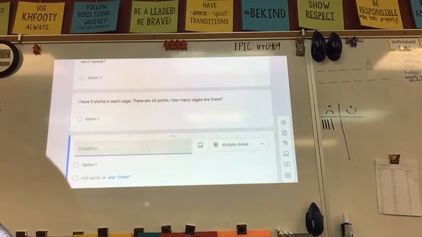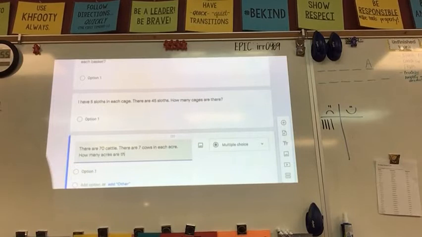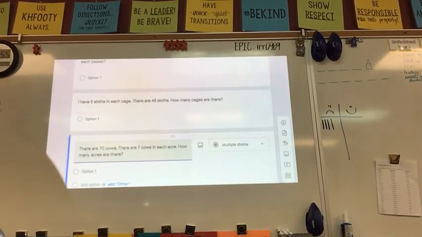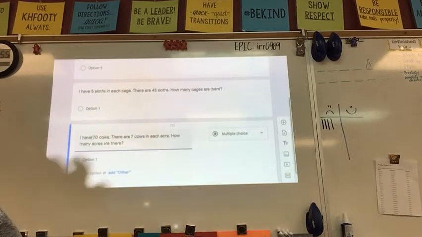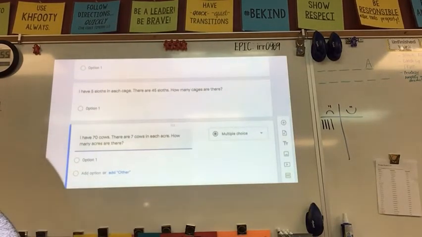Keegan. There are 70 cattle. There are 7 cattle in each cage. How many acres are there? Is that what you said? I'm going to say cows because otherwise it kind of doesn't flow right. Let's say I have 70 cows. There are 7 cows in each acre. How many acres are there? What is an acre? An acre is an amount of land. It's about the size of a football field. We got a lot of it.